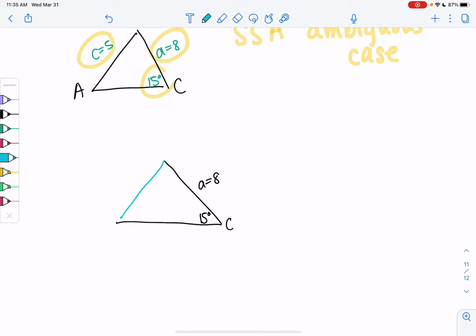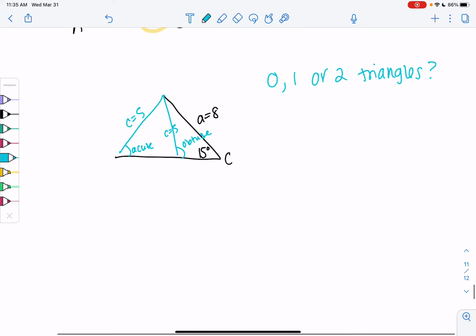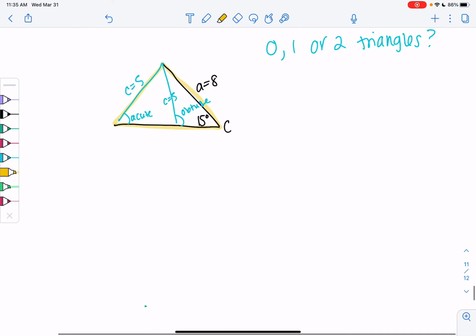Let's see. Right, there's two possible places where c could be 5, right? One will be an acute angle and one will be obtuse. We just don't know, so we have to start solving, right? Is there one triangle, two triangles, or no triangles? So we'll have to start solving to decide if there's 0, 1, or 2 triangles. And then if there's 2, we'll have to solve them both. So what we're going to do is start solving the big triangle, and then this will tell us if there's a second one or not, or maybe there's no triangle.